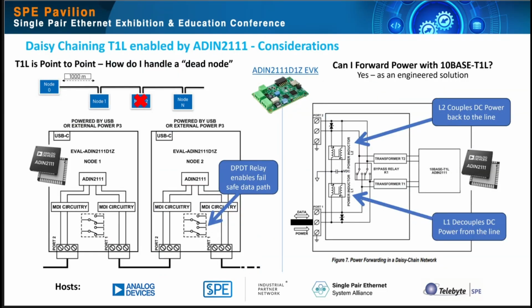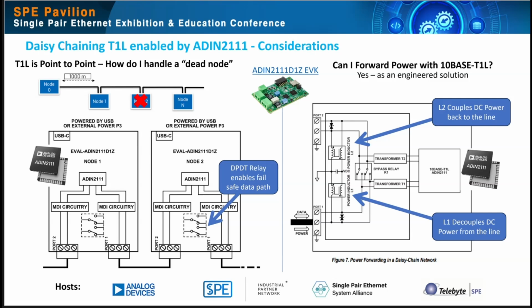If we dig a little bit deeper into the daisy chain type of use case, Analog Devices has released an evaluation kit called the ADIN2111 D1C that highlights how data and power can be transferred on and off the line and through dead or lost drops. So on the left-hand side of this slide, we show how this data is working. If the node goes down, there is a relay that enables the data to continue flowing through the connectors, even at the loss of operation of that node.